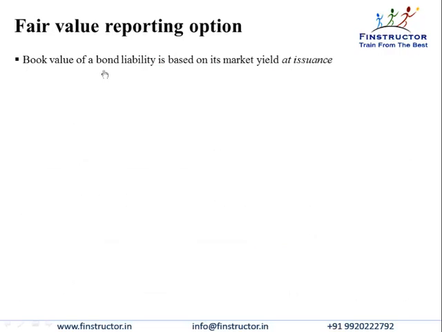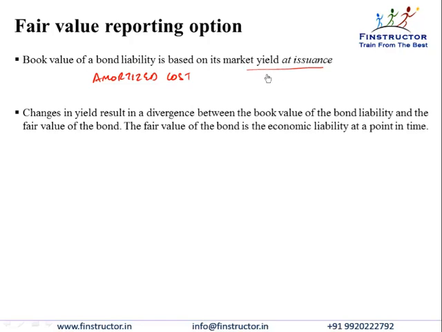Now a bond is generally carried on the balance sheet at amortized cost. That is the cost using the effective interest rate method that we just studied based on the market yield at issuance. As the market yields change or the interest rates in the economy change, the fair value of the bond can diverge from the book value or this amortized cost. The fair value is defined as the economic liability at any point in time, or this is the amount of money that needs to be paid to buy back and extinguish all your debt today.